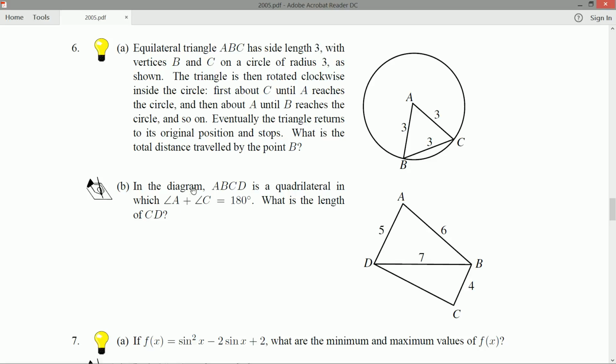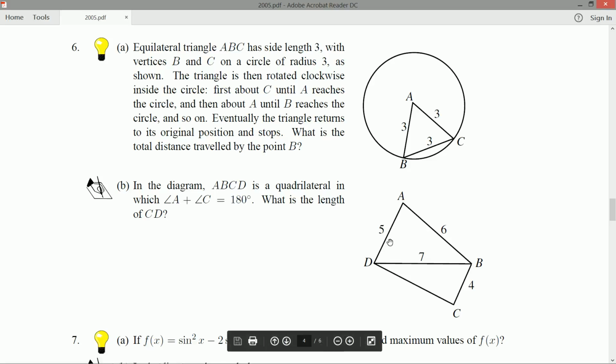In the diagram, ABCD is a quadrilateral in which angle A plus angle C is 180 degrees. What is the length of CD? So 180 degrees is very special. Inside our quadrilateral, the angles all add up to 360. If 2 of the opposite ones add up to 180, then the other 2 opposite ones add up to 180. And this type of quadrilateral has a very special name. It's called a cyclic quadrilateral. It can be put on a circle.